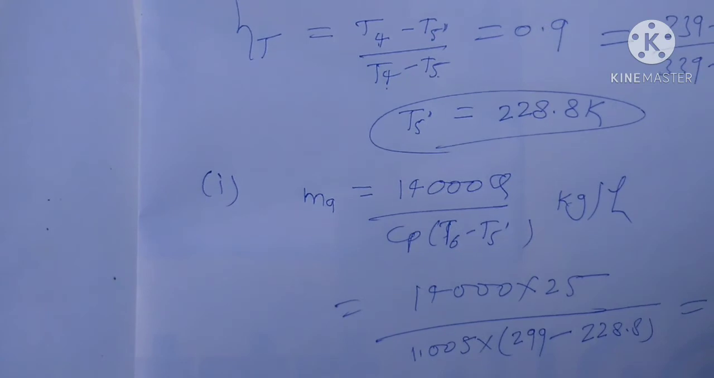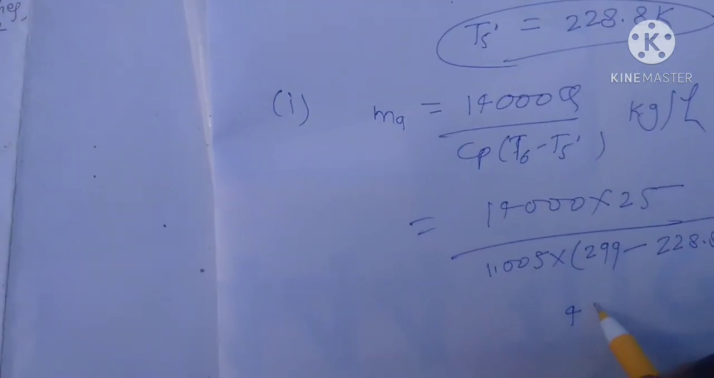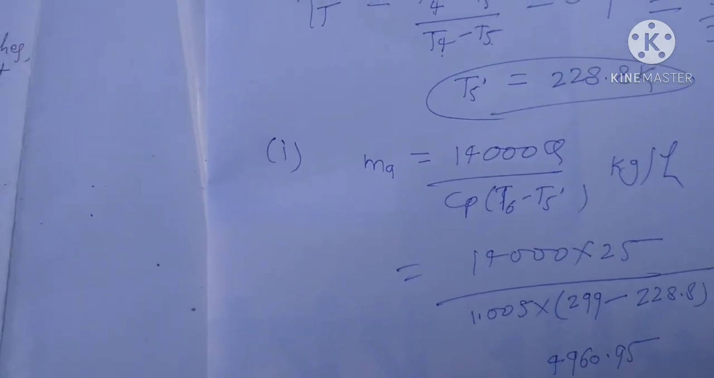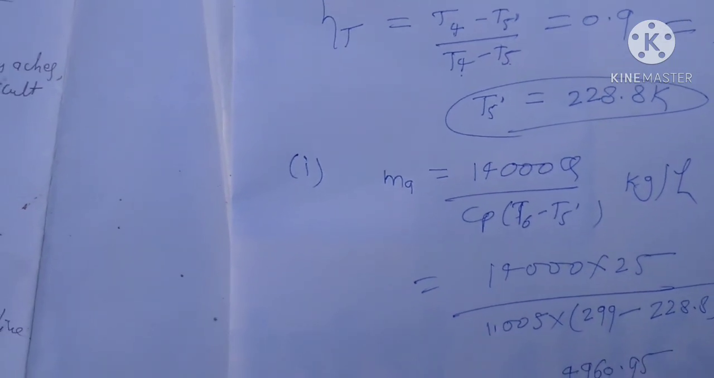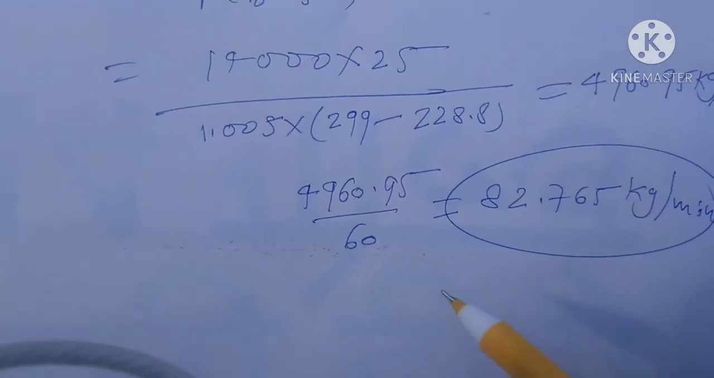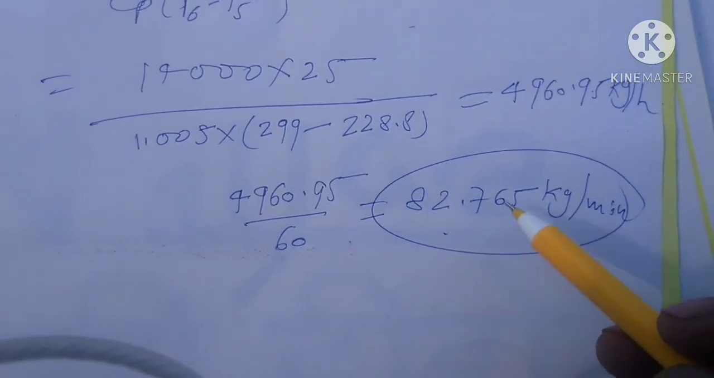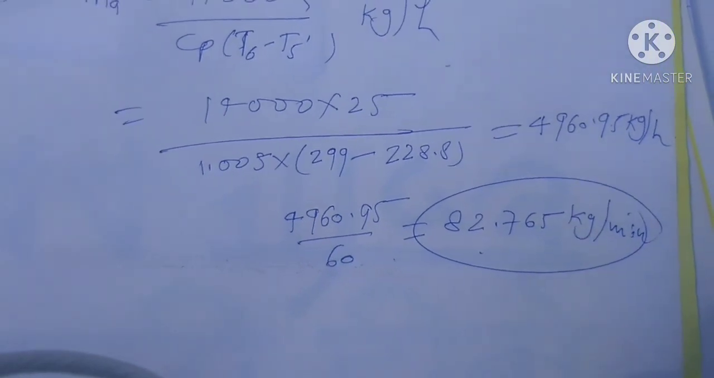After calculation you get 4960.95 kg per hour, but we need to find it per minute. So converting to minutes by dividing by 60, you get 82.765 kg per minute. This is the answer to the first question.